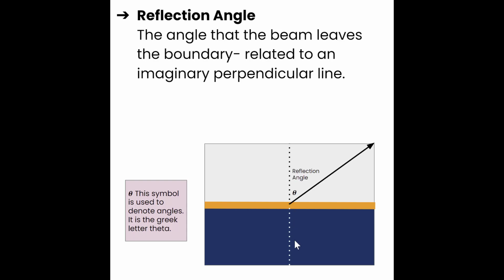Similar to incidence angle, we then have reflection angle. As the beam is reflected back towards the transducer, we are going to create a reflection angle, and that is going to be between the reflection and that perpendicular line. So this is the reflection angle.